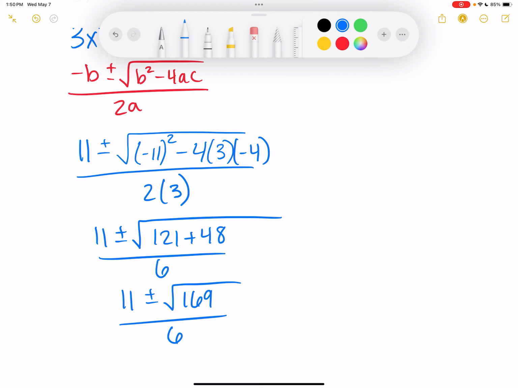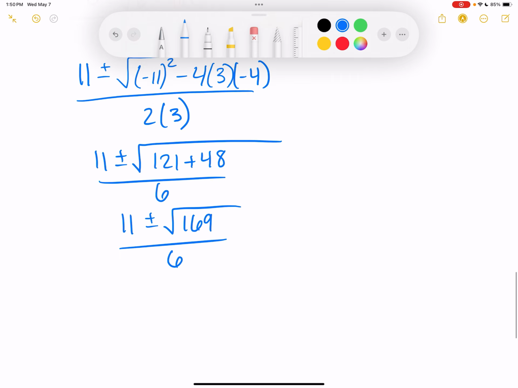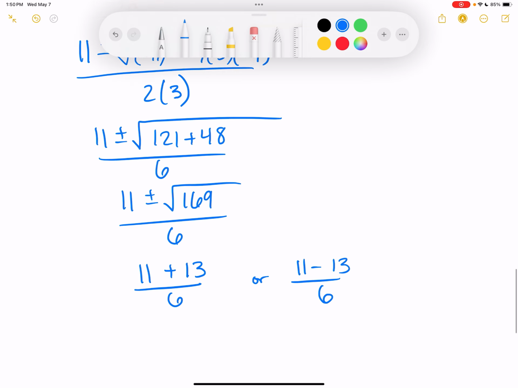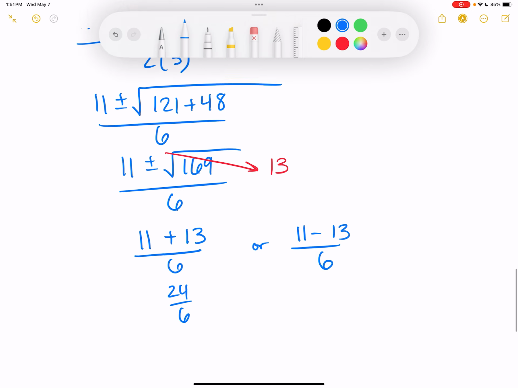Is this a perfect square? Yes. What's it a perfect square of? 13. So now I have to split it. 11 plus 13 over 6 or 11 minus 13 over 6. Okay, because this is equal to 13. So 11 plus 13 over 6 would be 24 over 6, which is 4. And 11 minus 13 over 6 would be negative 2 over 6, which is negative 1/3.